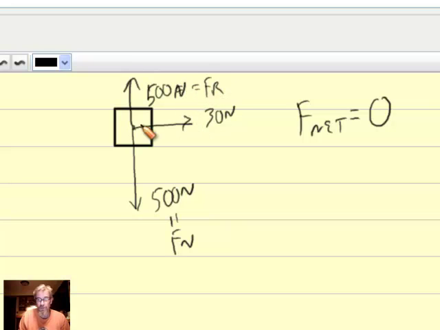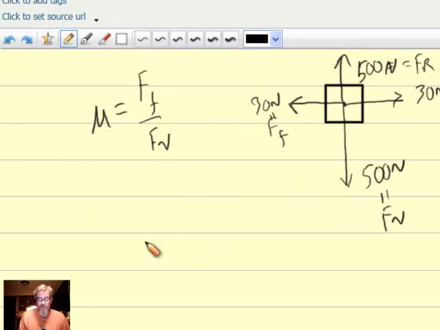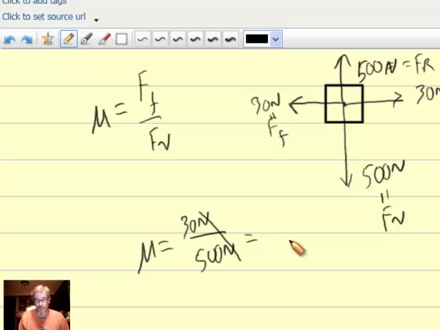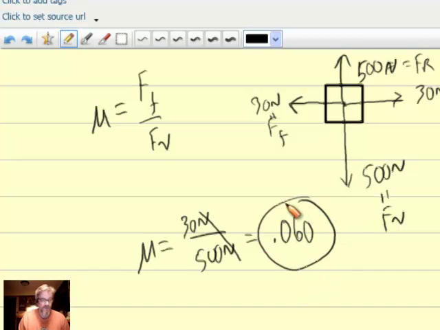And the 30 Newton pulling force is balanced by a 30 Newton force of friction. Well, I already have the two things that I need to establish what mu is here, so I'll just plug them in here. 30 newtons over 500 newtons. Newtons are going to cancel out, and so coefficient of friction is a unitless number. And when I take 30 and divide by 500, I end up with 0.060. So that's the coefficient of friction between these two objects.